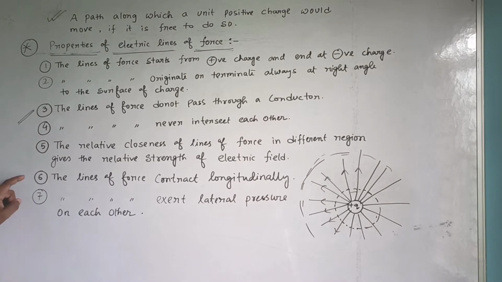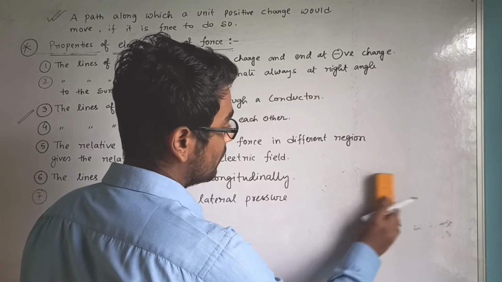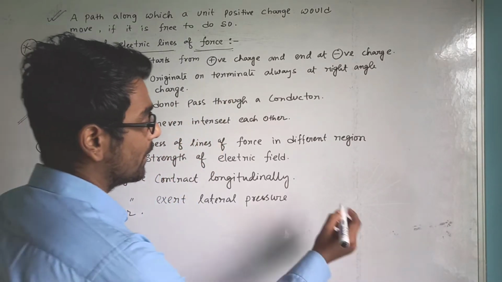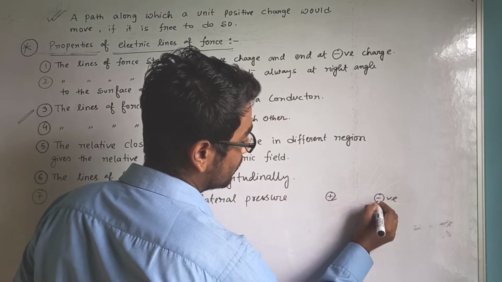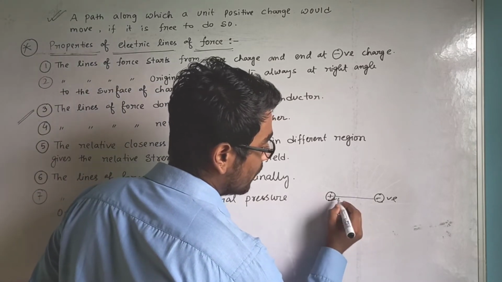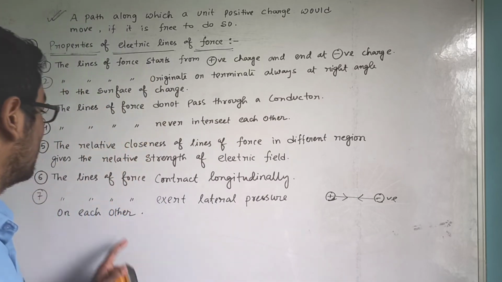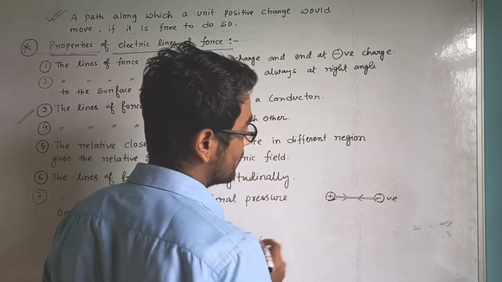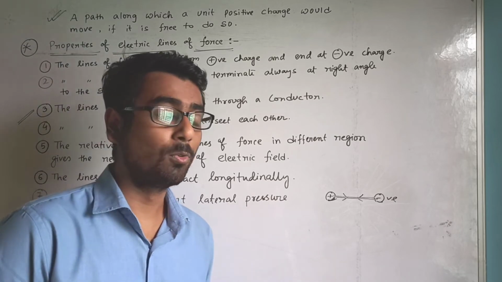The next point, the lines of force contract longitudinally. Okay, let me explain the sixth point. If we consider a positive charge and here a negative charge, in this case they will attract toward each other, the force will be attractive force. That means they will contract longitudinally, that means along the line or lengthwise along the line. That also tells about the central force.